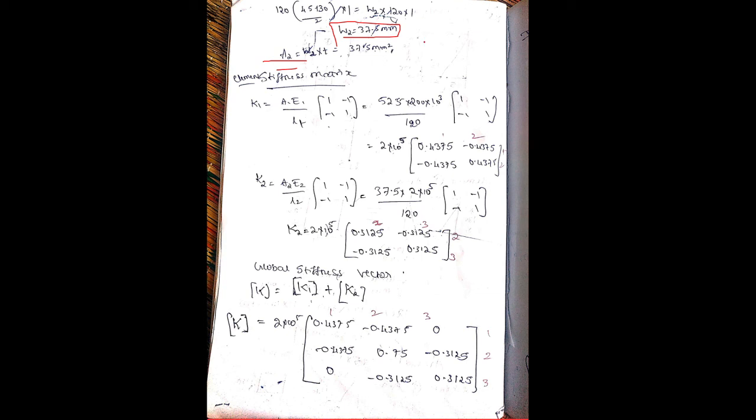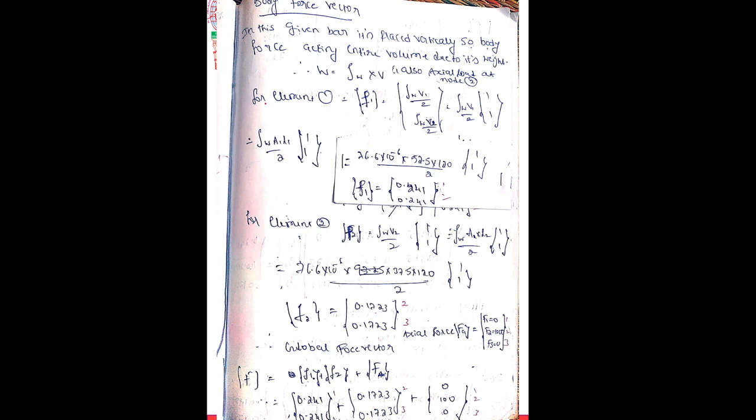Here, you know this one, no? K1, K2, you can do it. That you know well. And the global stiffness also you can calculate yourself, that you can do later. And here is the global force vector due to the body force and due to the axial load.